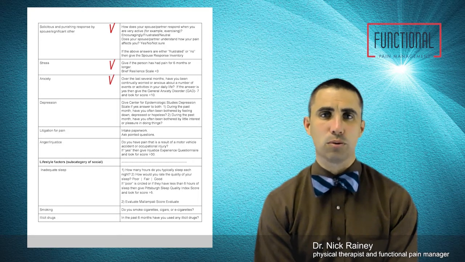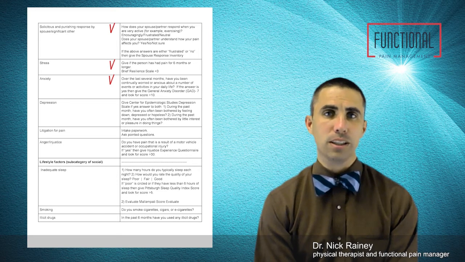Anxiety has a lot of crossover with stress, but should be measured with a generalized anxiety disorder 7, known as the GAD-7. You do this if the patient over the last several months has been continually worried or anxious about a number of events or activities in their daily life. A score greater than 10 is considered positive.